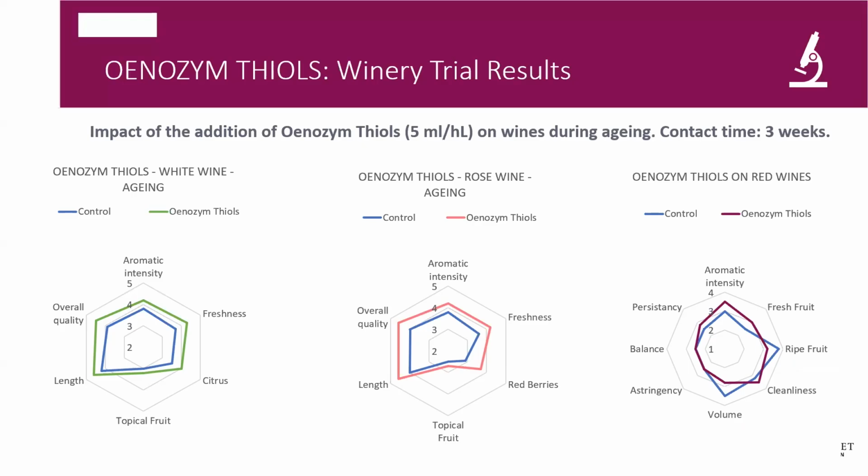So that can be a good option if you have an overripe red, for example, with overripe aromas that is perceived a little bit hot. Using this can boost the freshness and some aromas. So that's it for the enzyme thiols.